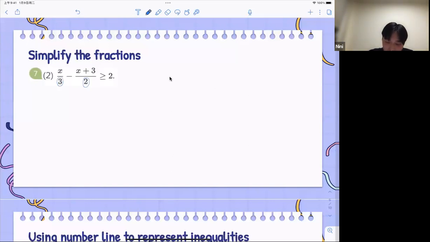So we need to find out the LCM. You remember the lowest common multiple, right? So what is the LCM for 3 and 2? Because we can notice that 3 and 2, both of them are prime numbers, right? So we can directly multiply them together to get 6. So we need to put 6 to both sides. So if we multiply 6 to both sides, we will get this, right?